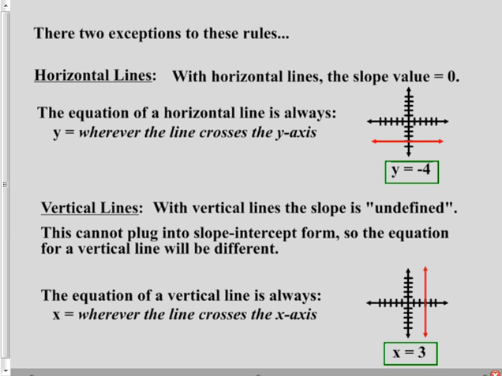Okay, so once again, the equation will be x equals, where does this line over here on the right cross the x-axis? It crosses at +3, so the equation is x equals 3. That is the only example of a time where you will ever have an equation that does not begin with y equals mx plus b. This is the only time you'll have an x equals.